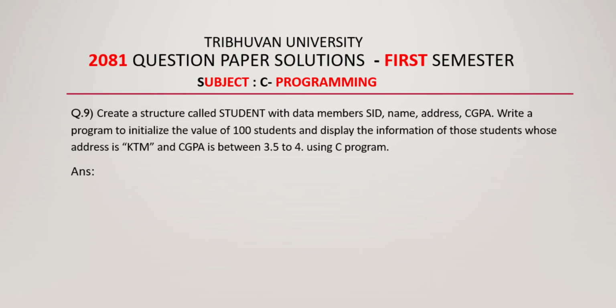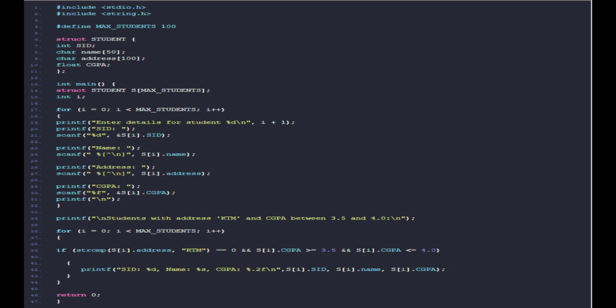In C programming, a structure is used to store multiple pieces of data of different types together under one name. Here, we are creating a structure called student which has four members. SID gives student ID, integer. Name gives student name, string. Address gives student address, string. CGPA gives student grade point, float. Now let's look at the program.